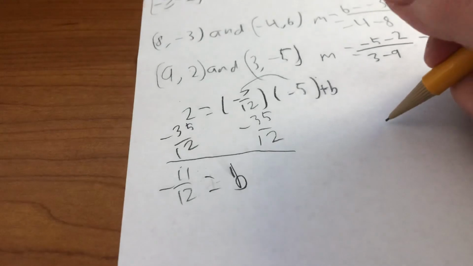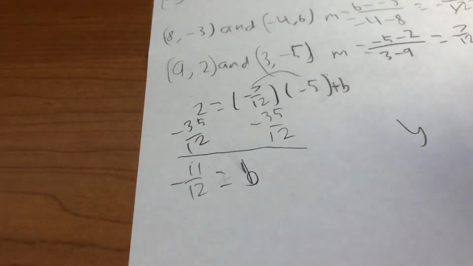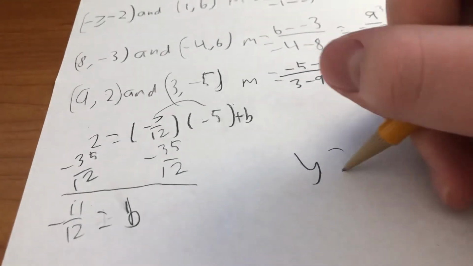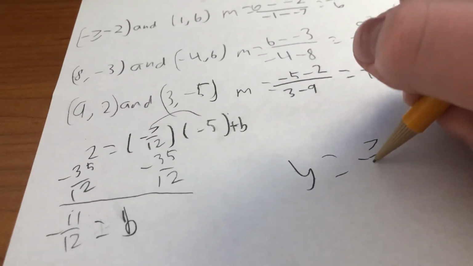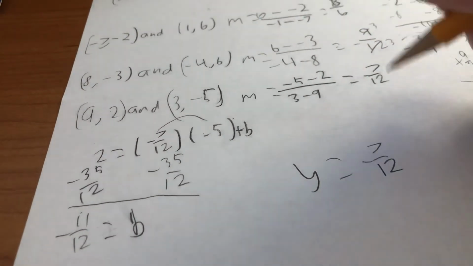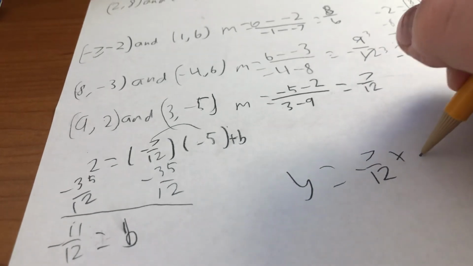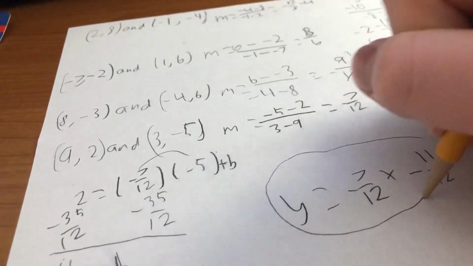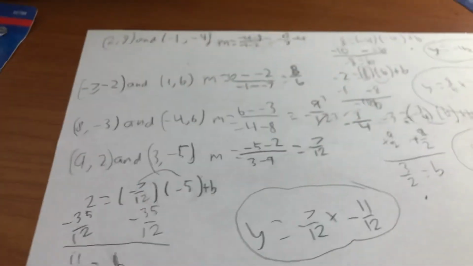And then we're going to go into step 3, which is to create our final answer. And it's y equals negative 7 over 12 x minus 11 over 12. That's our final answer.